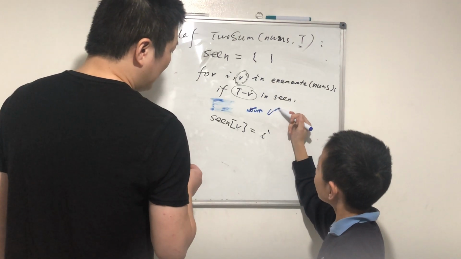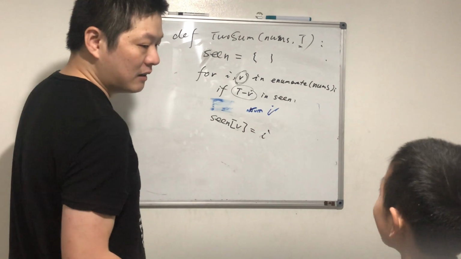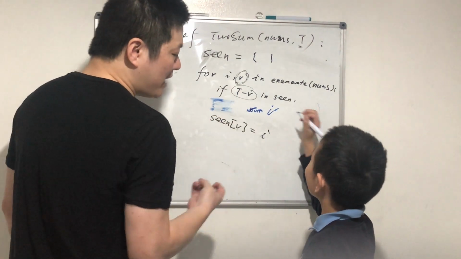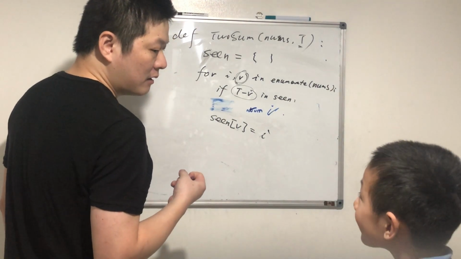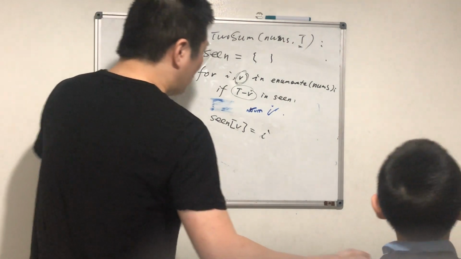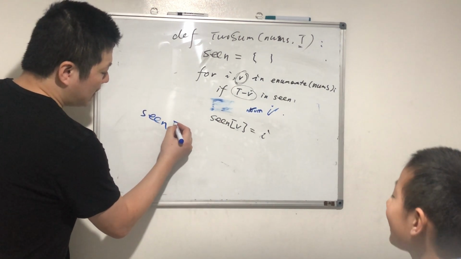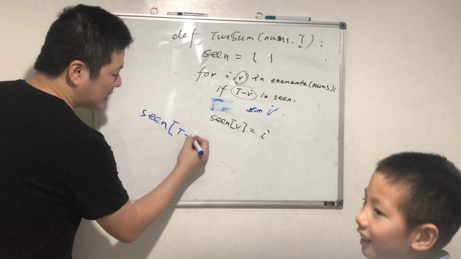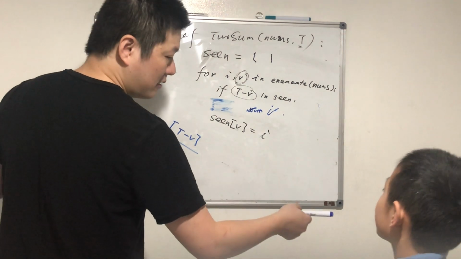And what's the next index making up to t? v is the value. Come on, t minus v is the value. What's its index in the notebook? The seen is the notebook, right? The key is the value. So what's the index? It will be this one, right? Okay, so write it.